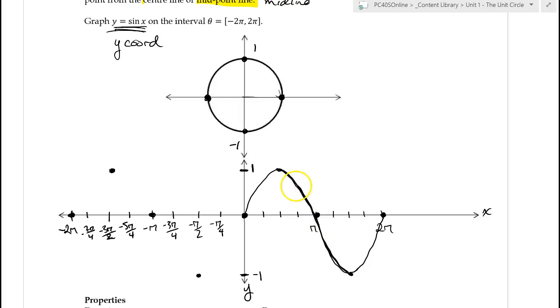So again, my graph is not perfect, especially since I've drawn the scale in here. Same thing happens on this side.